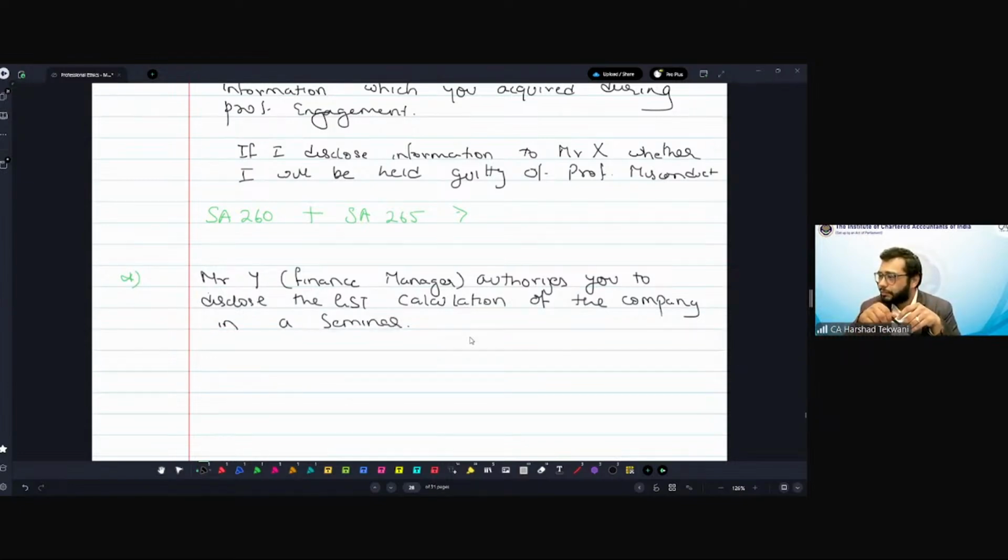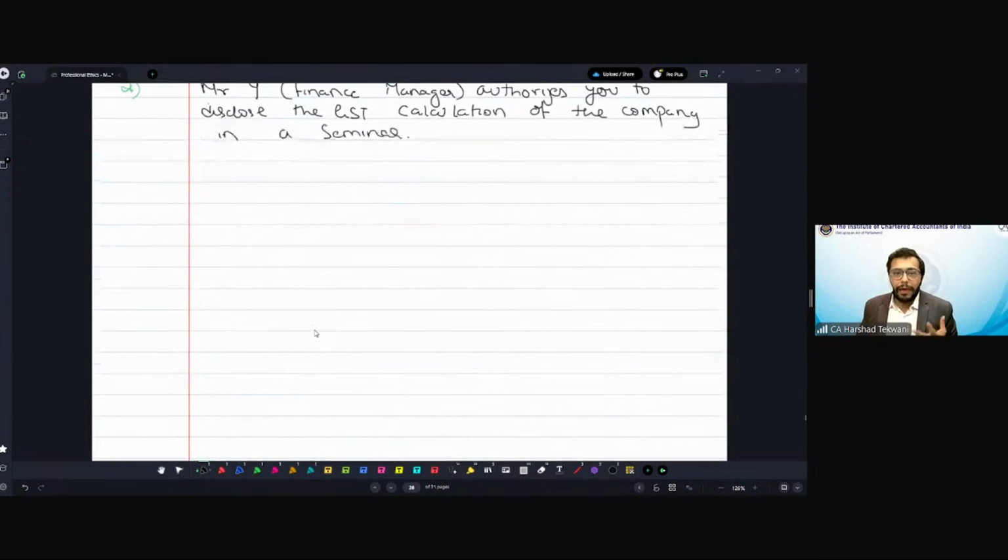Yes, because finance manager is not TCWG, those charged with governance, or top management, board of directors. Exactly. Okay, very good. Absolutely correct. So I need to understand from where I have obtained that consent. Who has authorized me? Let's say, for example, in case of proprietorship, the sole proprietor can authorize me.